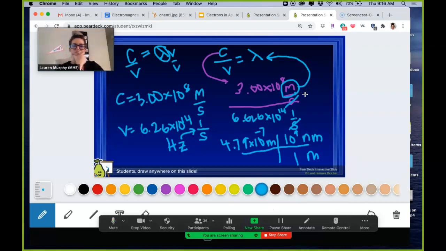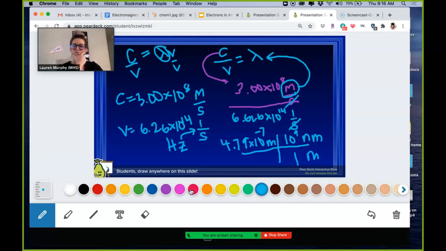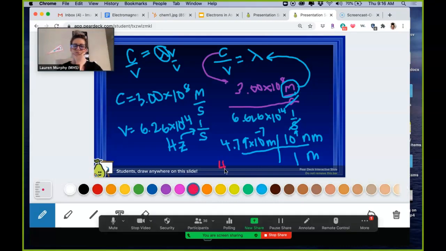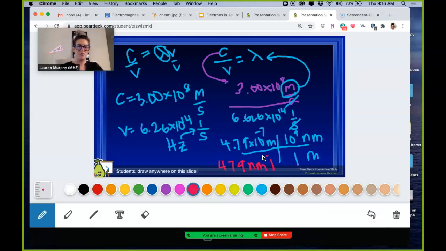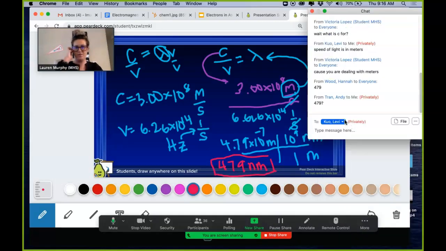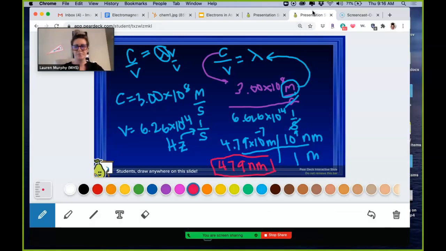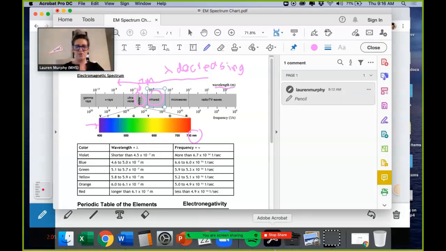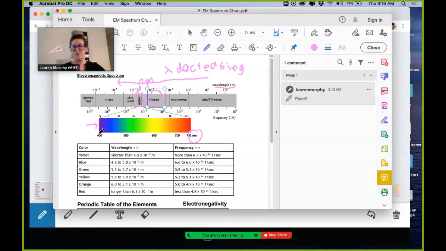Anybody have an answer? Oops, 479 nanometers. If you did not get this, it is likely a calculator issue. So let's see, did anybody else get 479? Yes, good, awesome. So 479 nanometers, let's look at our electromagnetic radiation spectrum. This problem said it was blue light, right? So if this is 400 and this is 500, 479 is like right around here. Oh, look, it's blue light. Okay, it does match, it makes sense.